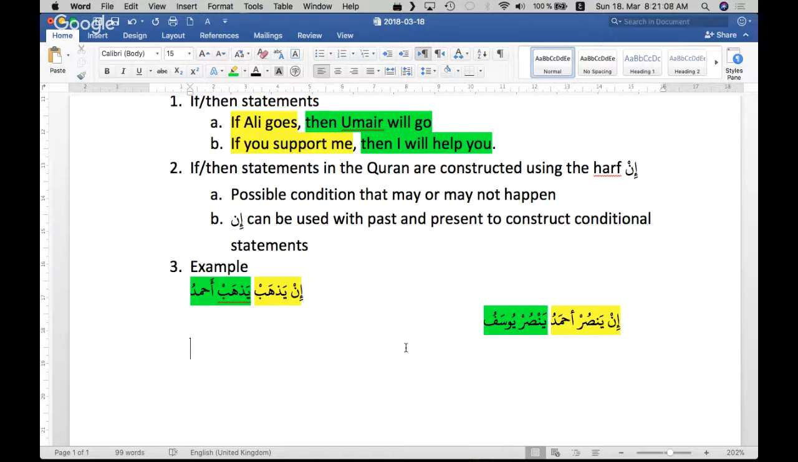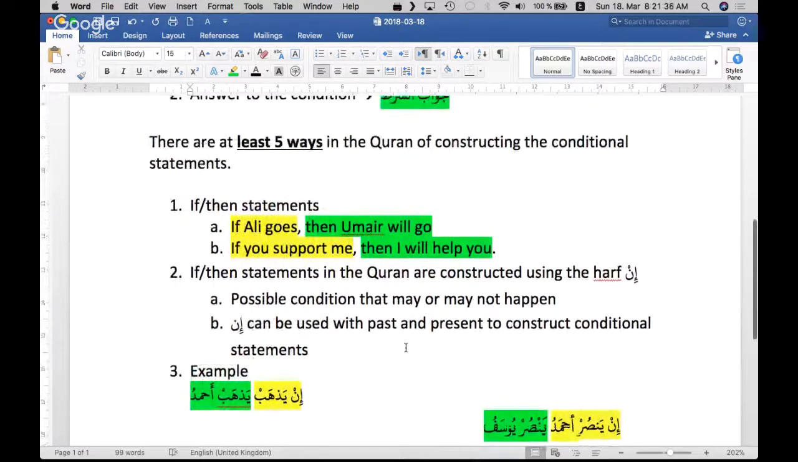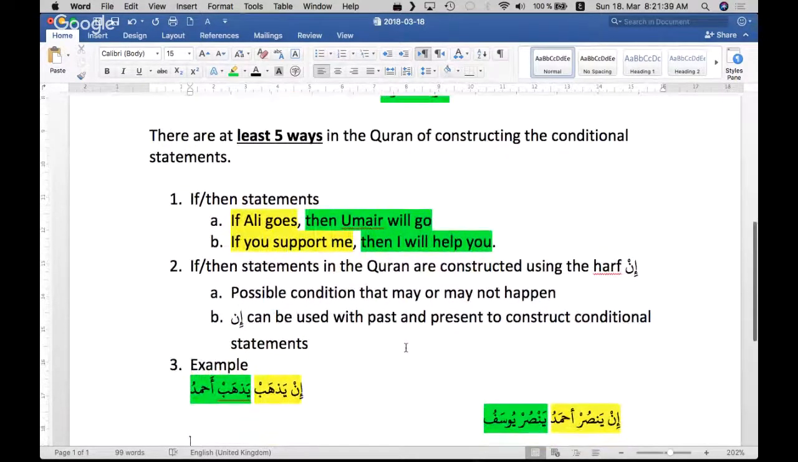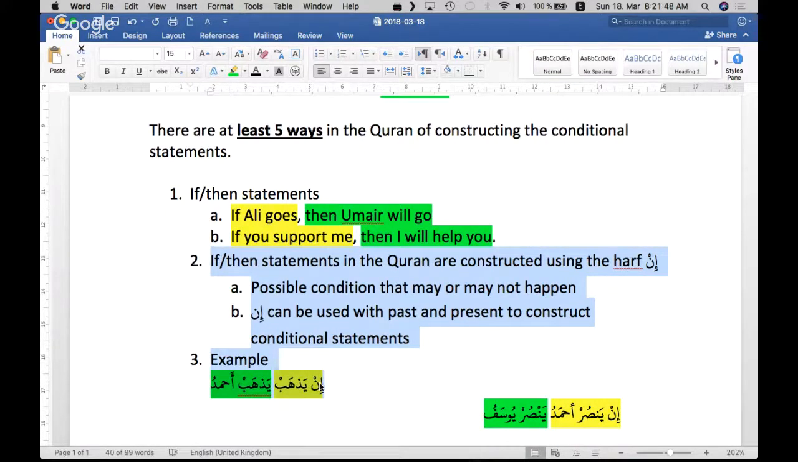And that's it. So the condition is constructed in majzoom form, meaning lightest form, with in. It's an if-then statement. It's a possible condition that may or may not happen. So it is constructed with in, which is an if-then statement, and it is always lightest. The answer to the condition, which is jawabul shart, will always be lightest as well. Okay, you understand? This is the first way how conditions are constructed. Okay, good.